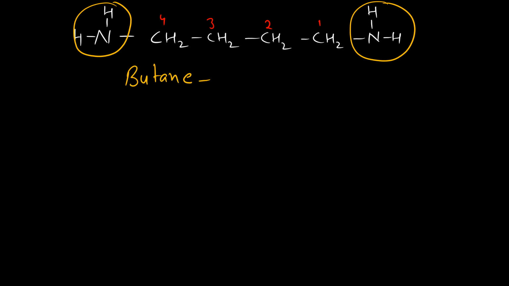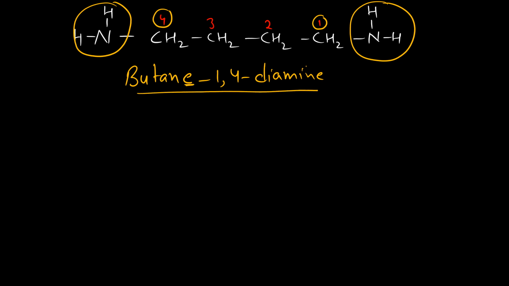Now at what position is the amino group here? One is at position number 1, the other one is at position number 4. So it's going to be 1,4-diamine. So here we have retained the IUPAC rule if we are having multiple amino groups on one parent chain.